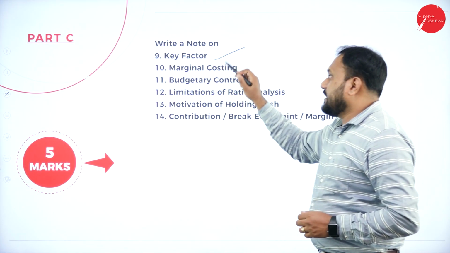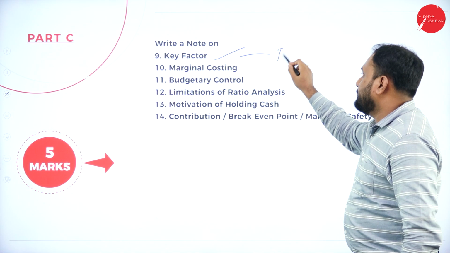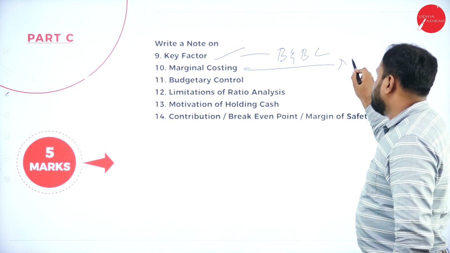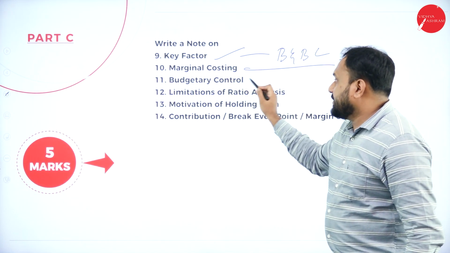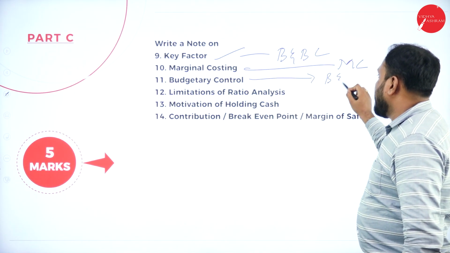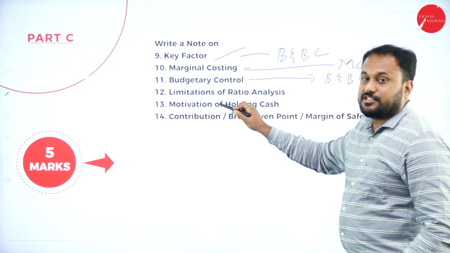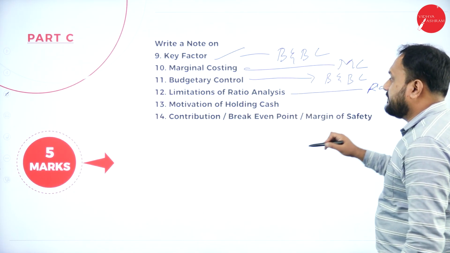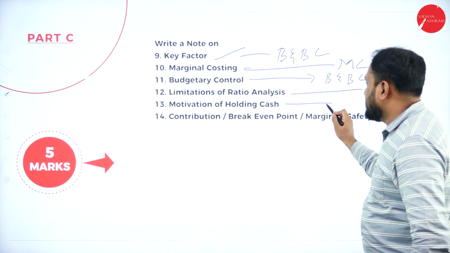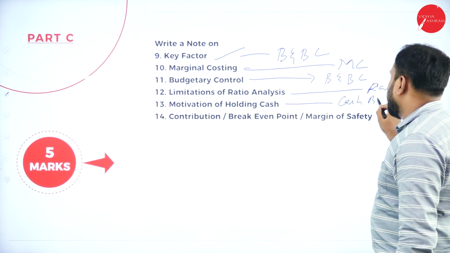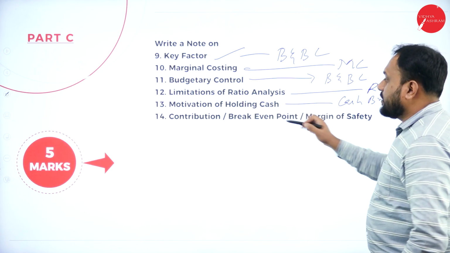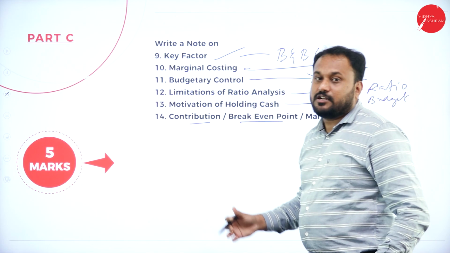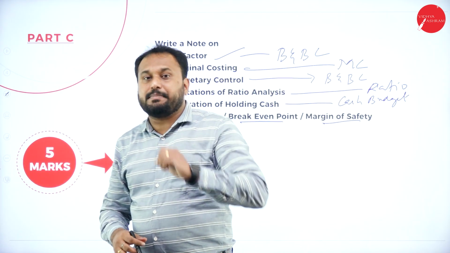That is, what is key factor? Key factor you will get in budget and budgetary control. Marginal costing you will get in marginal costing itself. Then budgetary control, again budget and budgetary control. Limitations of ratio analysis, that is the ratio analysis chapter you have. Motivation of holding cash, again the cash budget is there. Then contribution, break even point, margin of safety, again marginal costing. So please be prepared about these things.